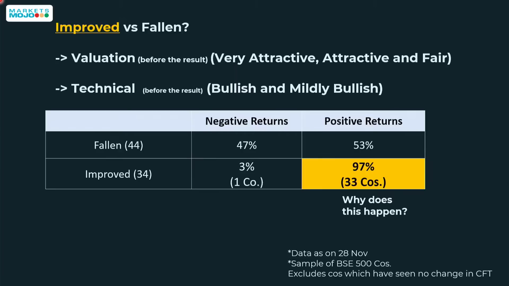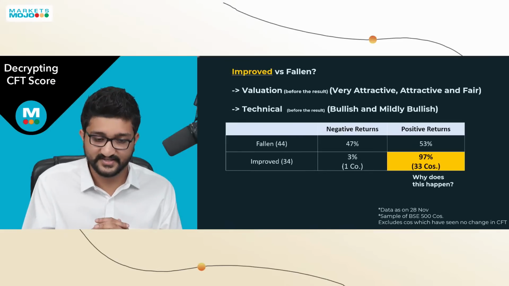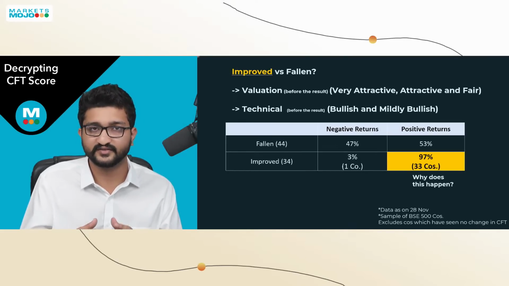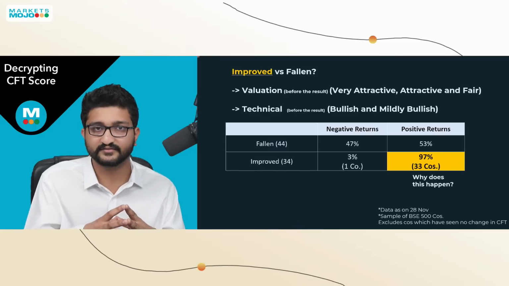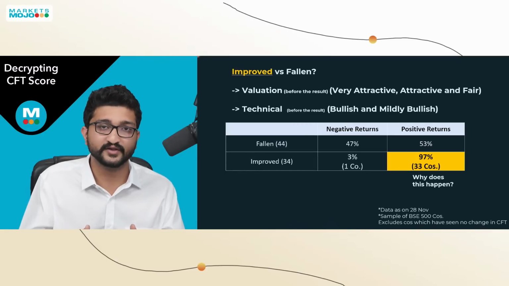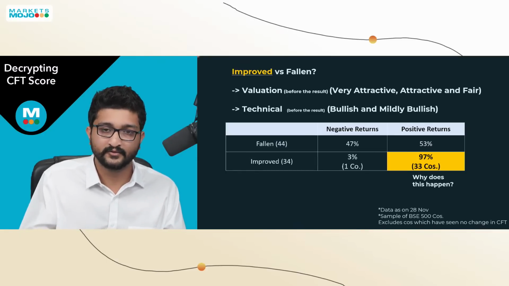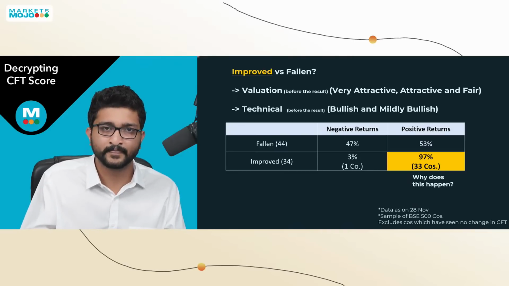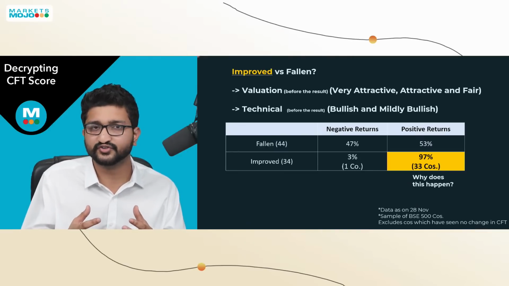If these companies have declared good results, then they have a higher chance of price appreciation. Because these companies are already very attractive, they're already cheap. And since they are cheap and they've declared good results, the market is discounting that. The market is like, okay, these companies are actually very attractive and have given good results. So many people will go and invest in such companies. Why we use bullish and mildly bullish technicals is that a company which is bullish or mildly bullish is already moving upwards.